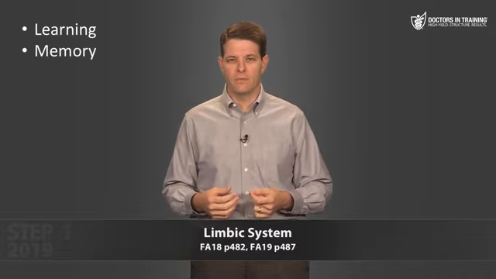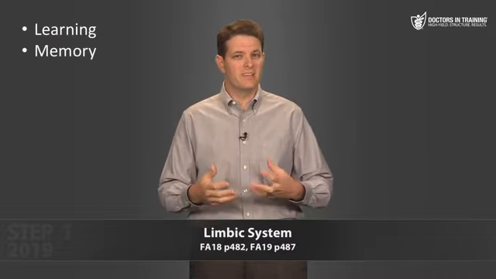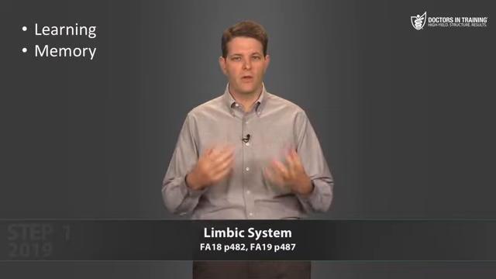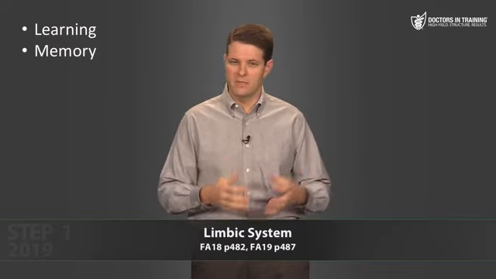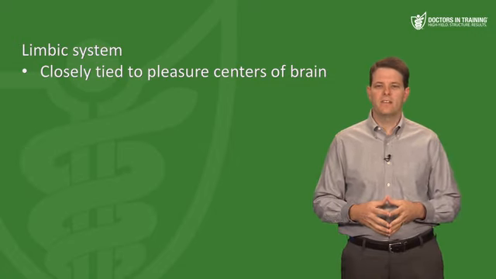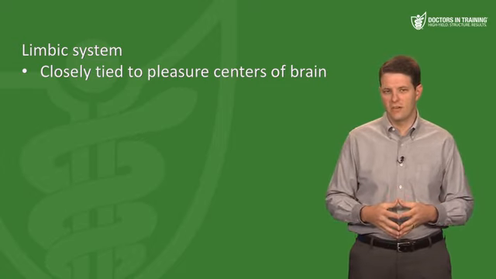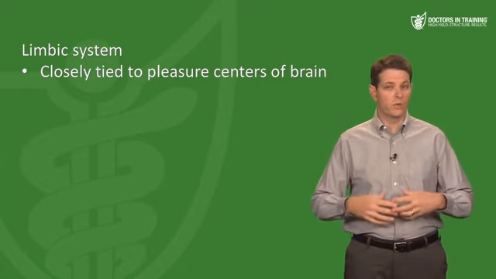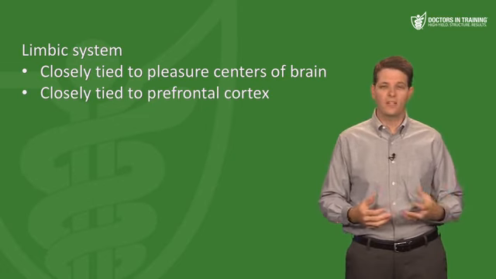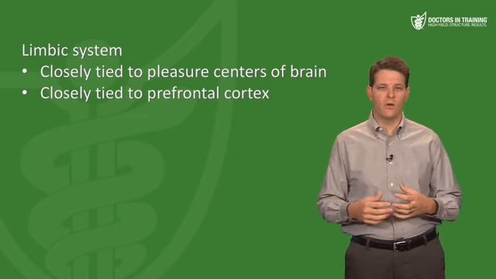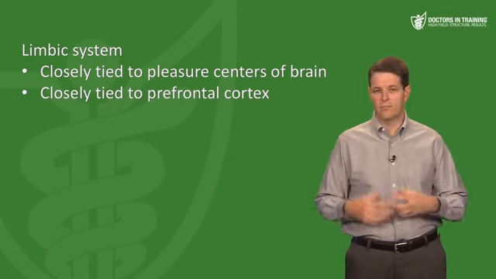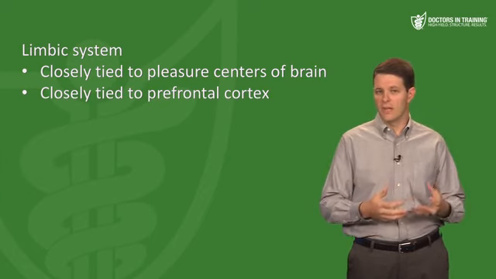The limbic system is also involved in learning and memory. So we hope that your limbic system is engaged right now and that you're going to be able to remember all this stuff that you're packing into your brain come test day. The limbic system is closely tied to the pleasure centers of the brain, which makes sense if it's going to be ruling the emotions. It's also closely tied to the prefrontal cortex, which is involved in executive functions and problem solving, as well as personality.